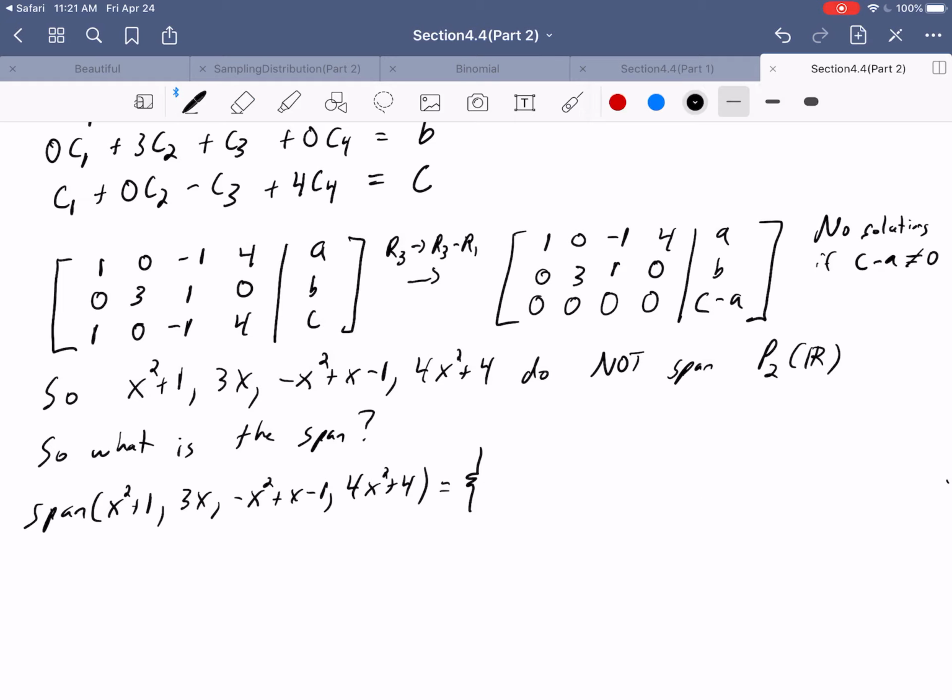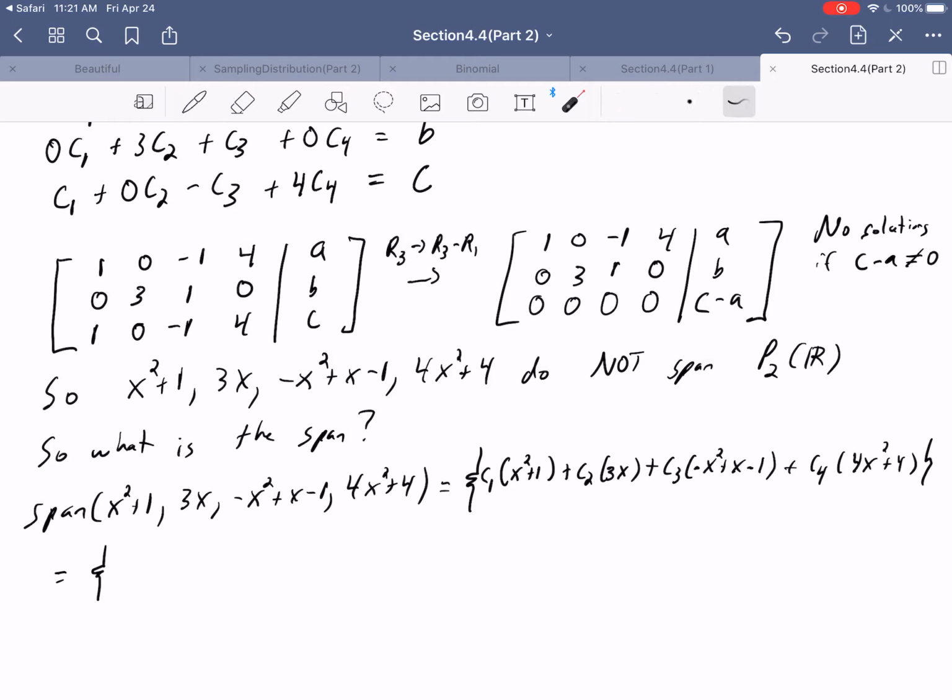Okay, so again, the span here is anything that can be written as C1 times x squared plus 1 plus C2 times 3x plus C3 times negative x squared plus x minus 1. That is a minus x squared there. And then plus C4 times 4x squared plus 4, anything that can be written like that. So let's sort of simplify that and describe that a little bit further. What that is, that's the set.